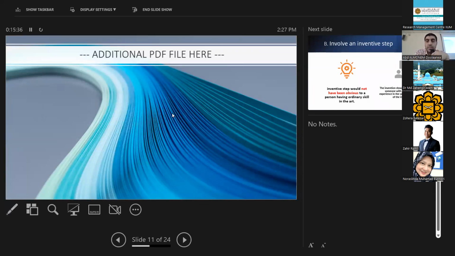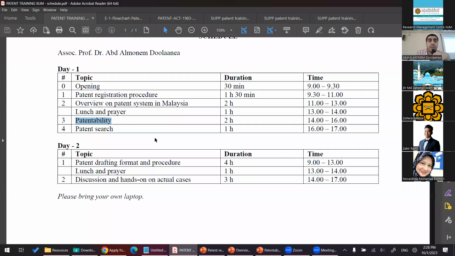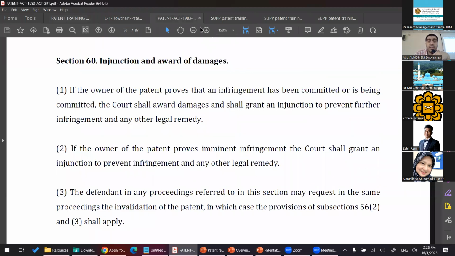Okay, I think I will move to the slides because of the time. I cannot reproduce them, so I will use them directly from the training of MyIPO. So it's quite annoying.